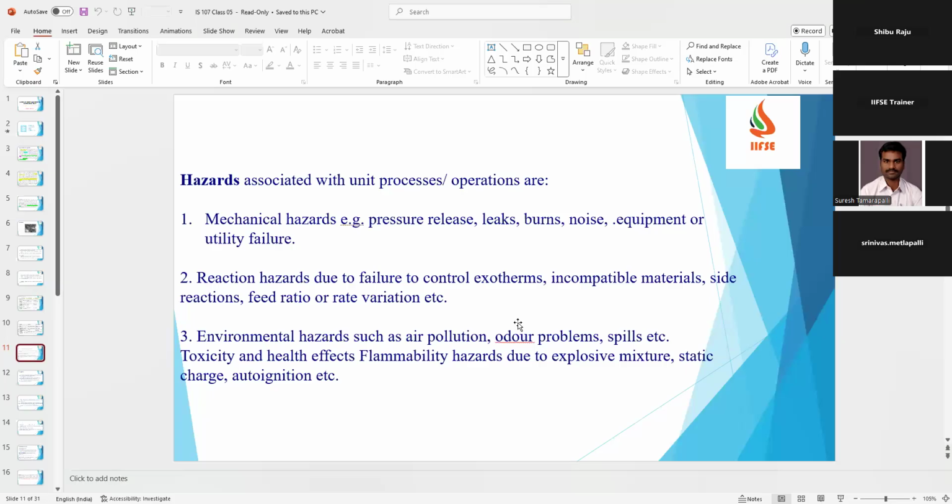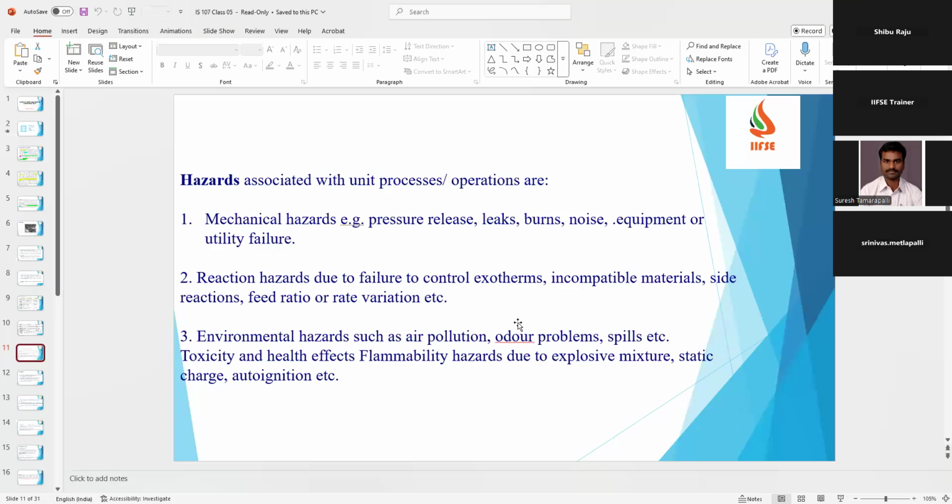You have mixed incompatible materials in the reaction. That is also one of the hazards. And side reactions: sometimes, due to low or high temperatures, there may be a chance of creating side reactions, even feed ratios. So the amount of material you have added, in excess or lesser than required, or rate variations.